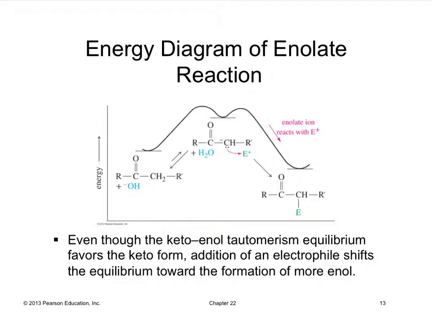So in terms of energy diagrams, here's your ketone, your alpha carbon, and your base. Well, it'll deprotonate from the alpha carbon, generating this keto form as well as the enol form, and then you have attack on the electrophile to generate your product. So even though the keto-enol tautomerism equilibrium favors the keto form, addition of the electrophile will shift the equilibrium towards the formation of more enol.